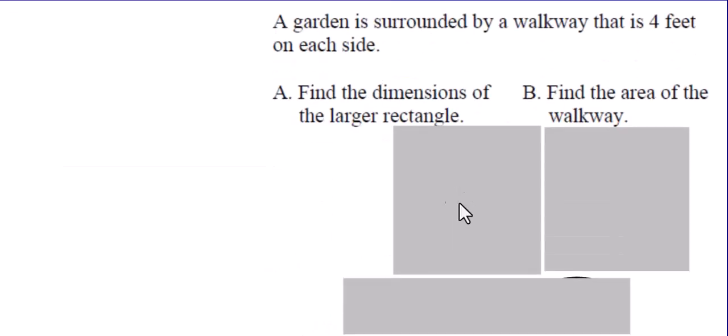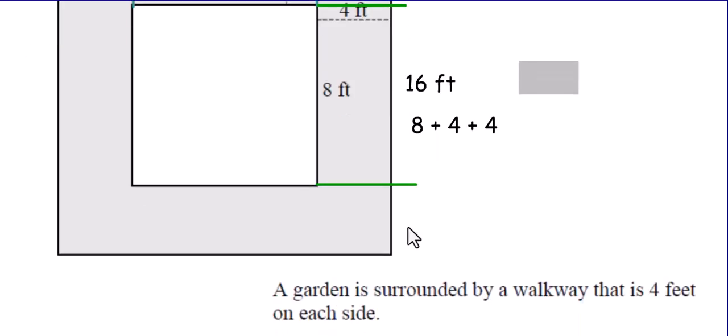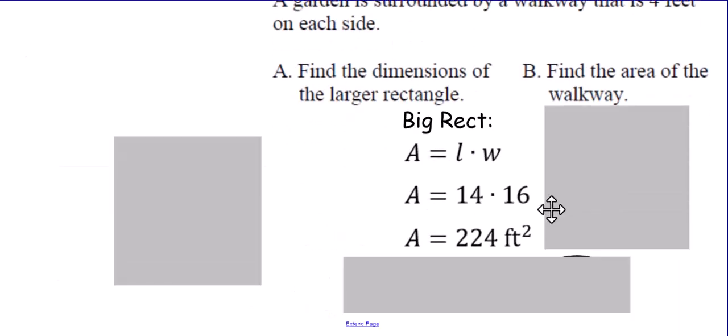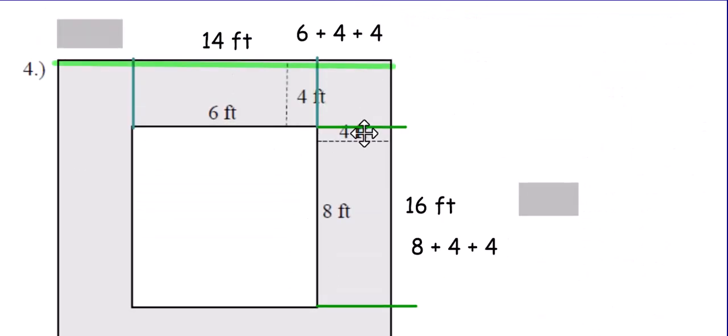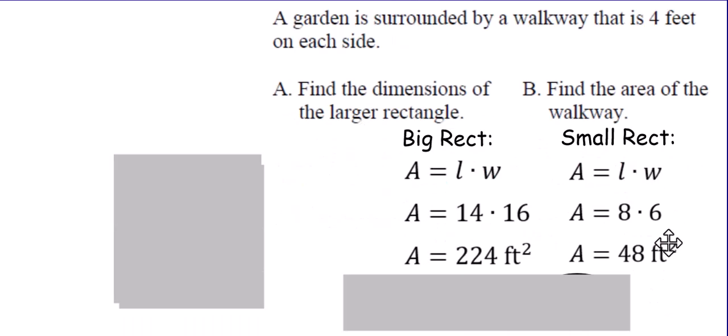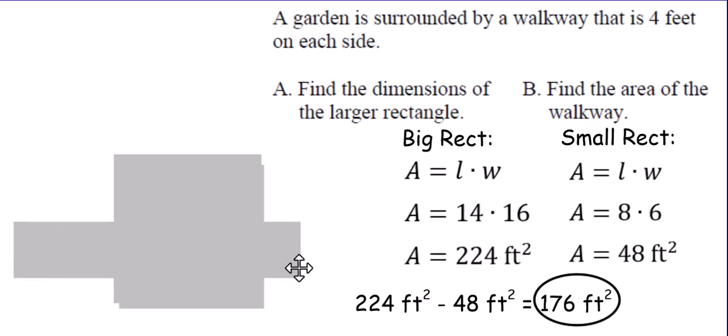So when we find the area of the big rectangle, we are going to do 14 times 16, which will get us 224 feet squared. Now, the area of the smaller rectangle should be easy for us. We are given the length and width to be 8 times 6. We'll do 8 times 6 to get 48 feet squared. To find the area of the shaded region, again, we need to subtract those. 224 minus 48 is going to get us 176 feet squared for the area of the shaded region.